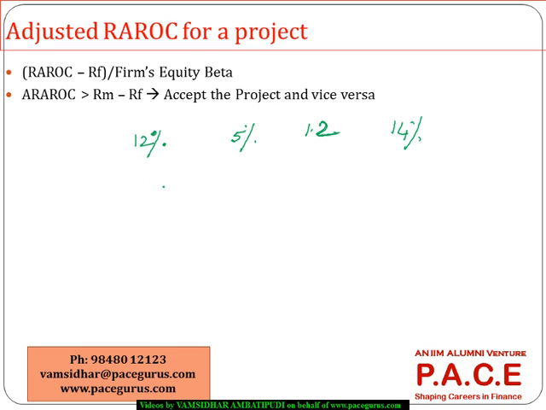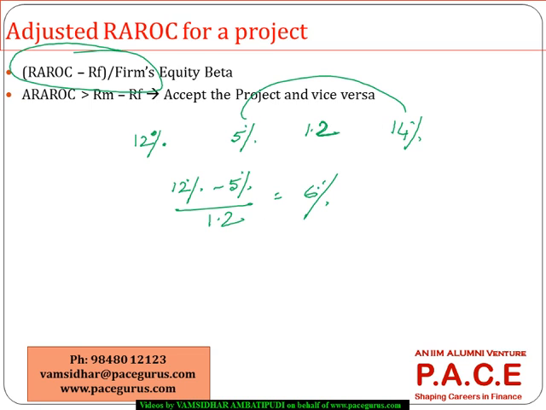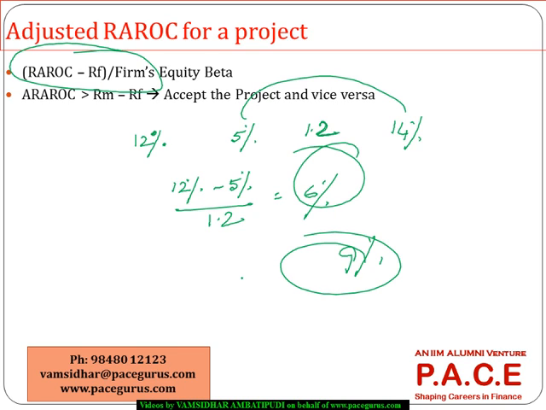I will look at adjusted RAROC, wherein it is 12% minus 5% divided by 1.2, that is 7 by 1.2. What is 7 by 1.2? Probably around 6%. This is this particular adjusted RAROC. I am looking at what RM minus RF is, it's almost 9%. So because my adjusted RAROC is not greater than RM minus RF, I will not accept this particular project. I will go ahead and reject this project.